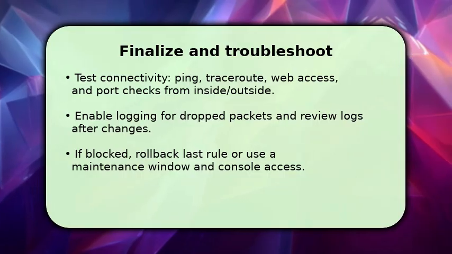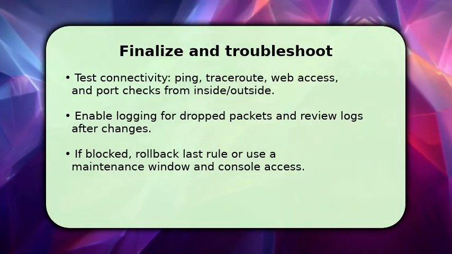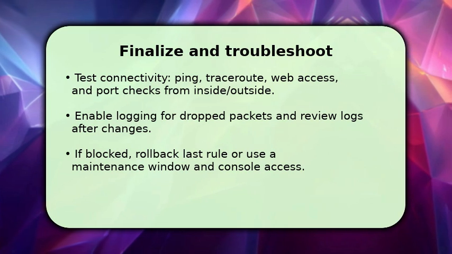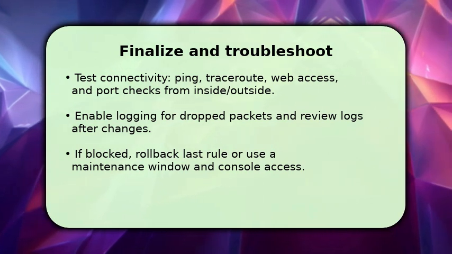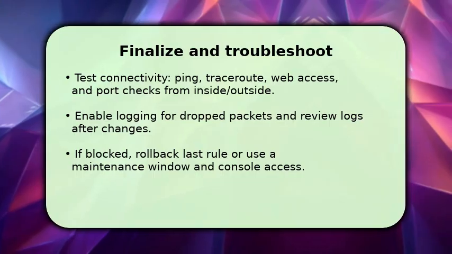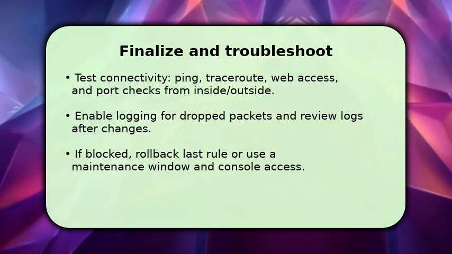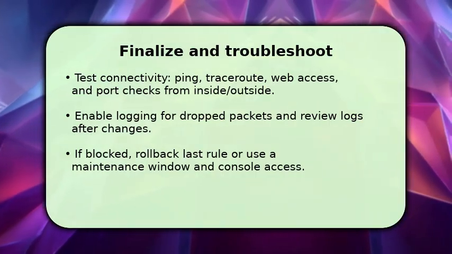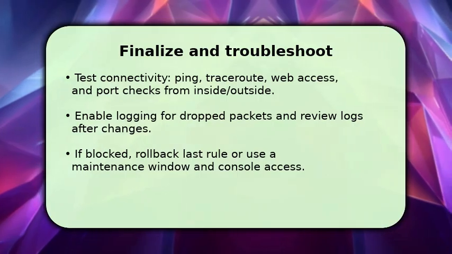If something breaks, make controlled rollbacks. Disable the newest rule or revert to your backup and perform changes in a maintenance window. One key tip: keep console or physical access available in case you lock yourself out during rule tuning.